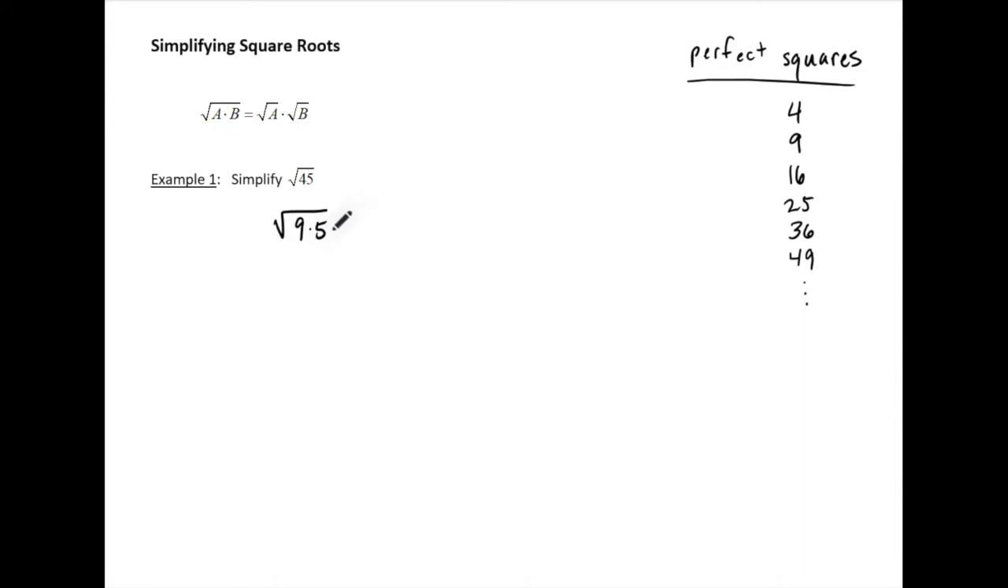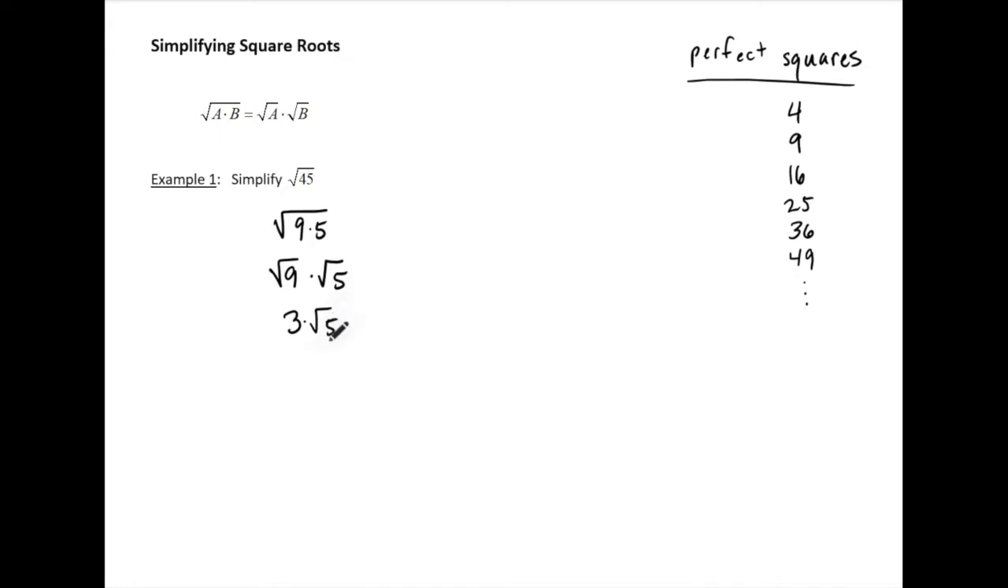And now we can rewrite this using the product rule by taking the square root of each of the two factors separately. And now, since we factored out a perfect square, we can simplify this square root. The square root of 9 is equal to 3. And that gives us that the square root of 45 is equal to 3 times the square root of 5.